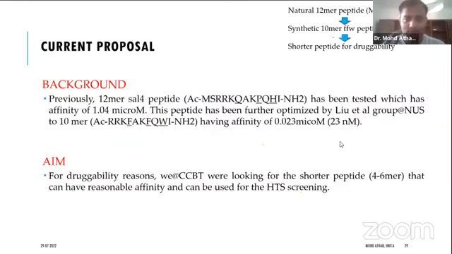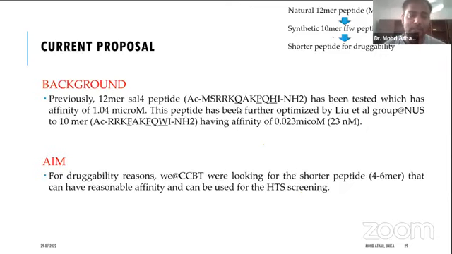So I'll tell you what the proposal was. The proposal was to design a shorter peptide so that we can disrupt this complex. We already had a bigger peptide, which was around 12 mer. 12 mer means a 12-residue peptide, which was binding to this complex. But we want a smaller peptide so that we can disrupt the interaction using a smaller peptide.